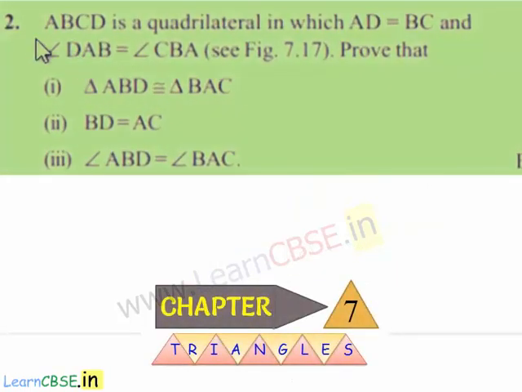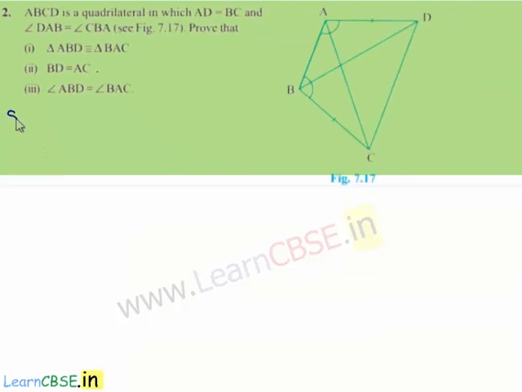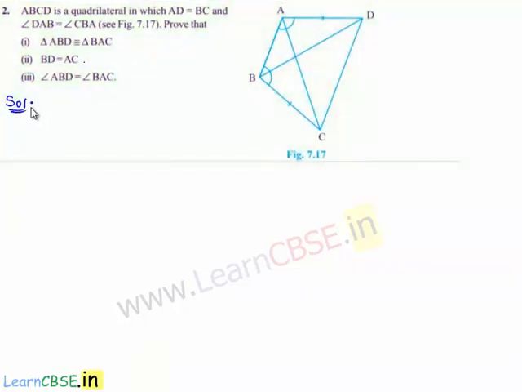Moving on to second question. ABCD is a quadrilateral in which AD is equal to BC and angle DAB is equal to angle CBA. Then prove that triangle ABD is congruent to triangle BAC, and second thing, BD is equal to AC, and third thing, angle ABD is equal to angle BAC. Now moving on to the solution.